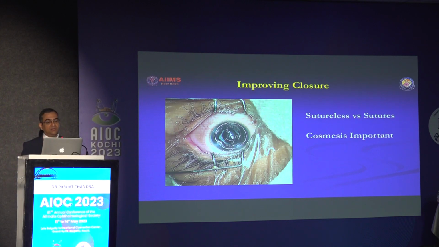So we know the child might not see after stage 5, but at least if he's cosmetically fine, the parents don't have to be reminded every day that he had stage 5, that you operated this eye and now it's more leukocoric than it was before. So cosmesis is very important.